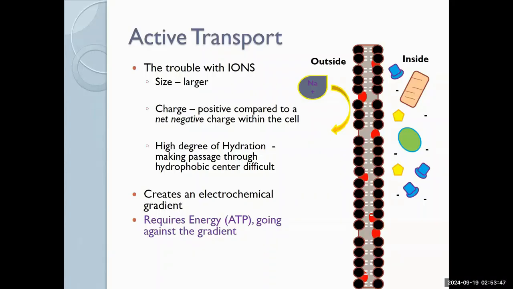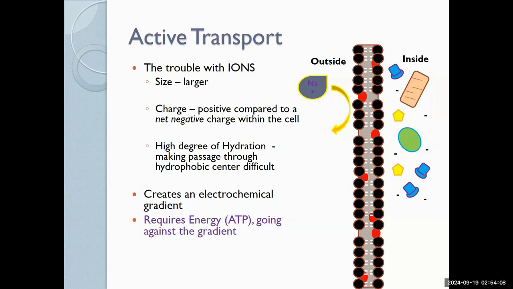Let's take a moment to talk more about active transport. The trouble with larger ions is that they're big. They usually have charge associated with them. They're usually bonded to other stuff, making it harder and clunkier to pass through those little pockets in the plasma membrane. So they require energy to get them across.